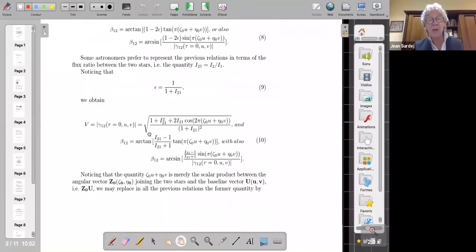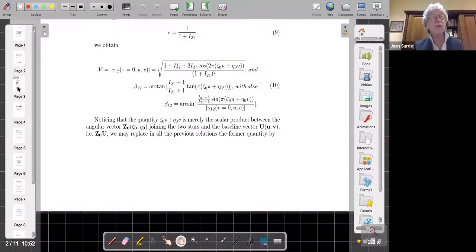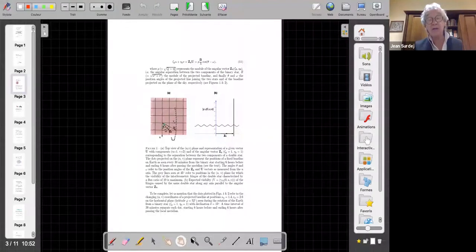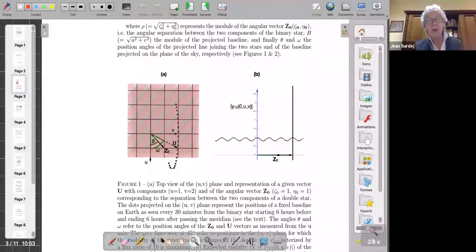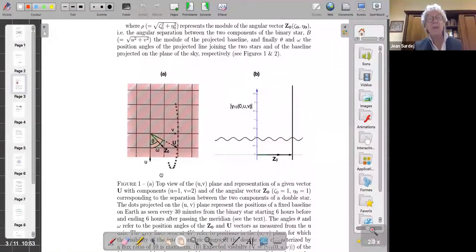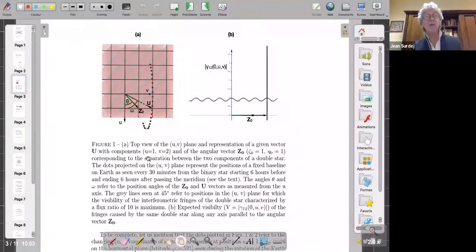Now, just some illustration. So I go to the next page and then I zoom a little bit. So here I have represented, it's an illustration also made with GeoGebra. So it's a top view of the UV plane. And here is represented a given vector u. So this is a baseline, corresponding to two aperture telescopes on the ground. So u equal 1, v equal 2.